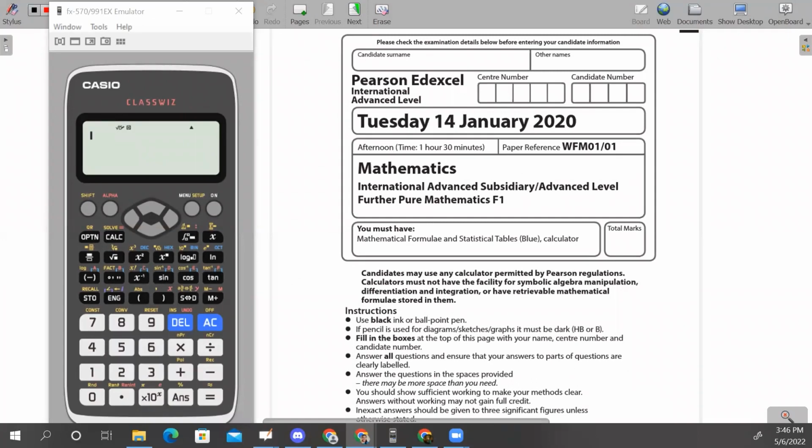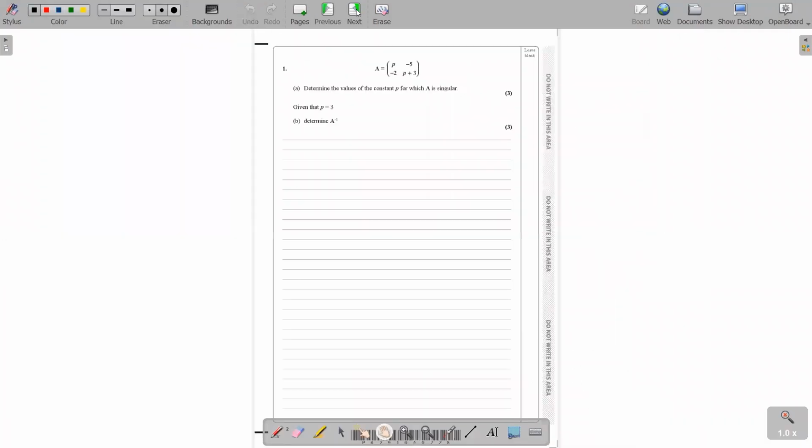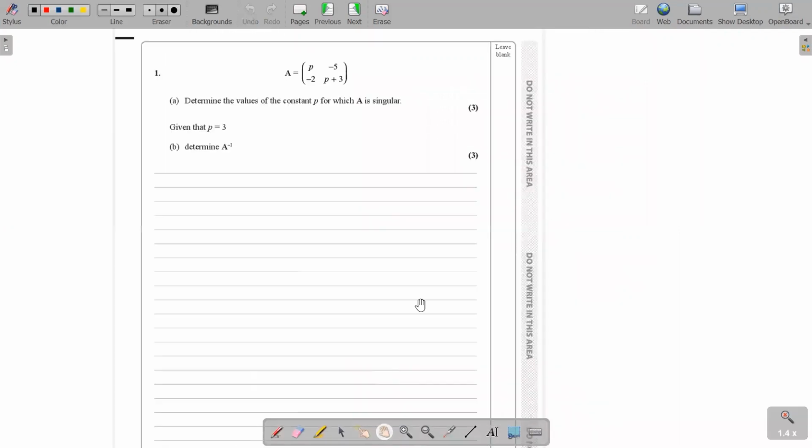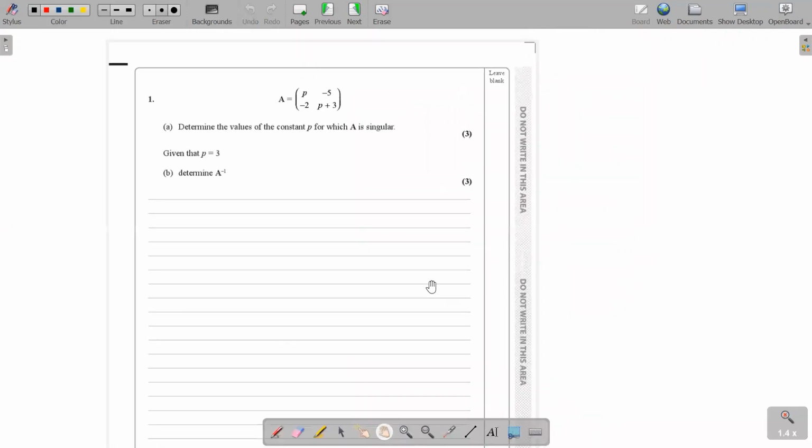Today I will discuss the January 2020 Further Pure Mathematics Paper 1. Question number 1. Determine the values of the constant P for which A is singular. So what do you mean by a singular matrix? In a singular matrix, you know the determinant will be equal to 0. Okay, so we need to get the determinant of A.